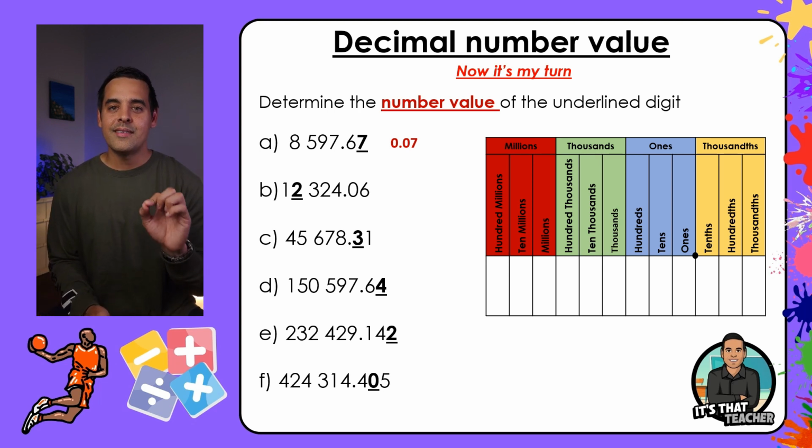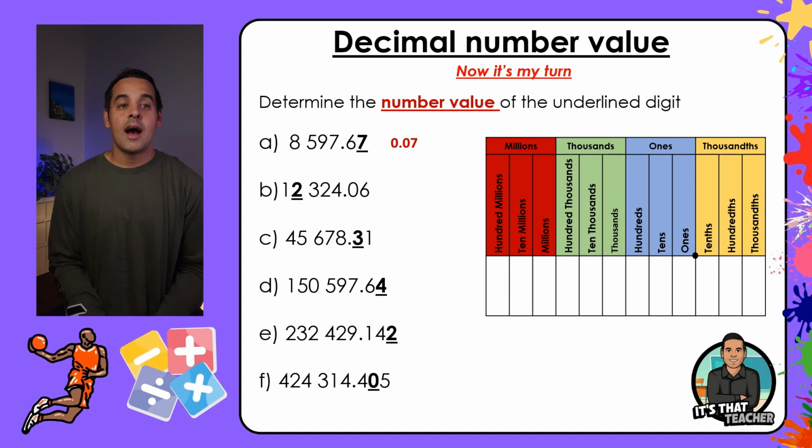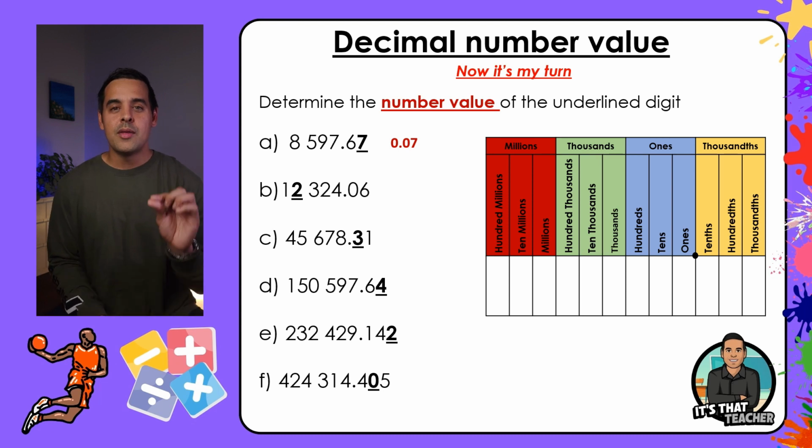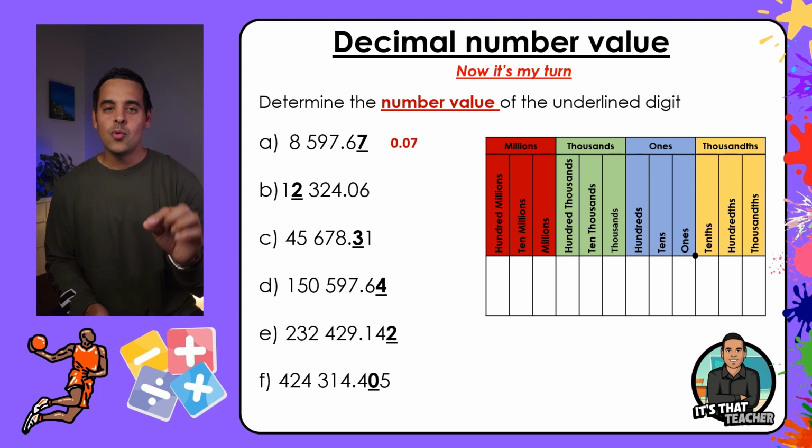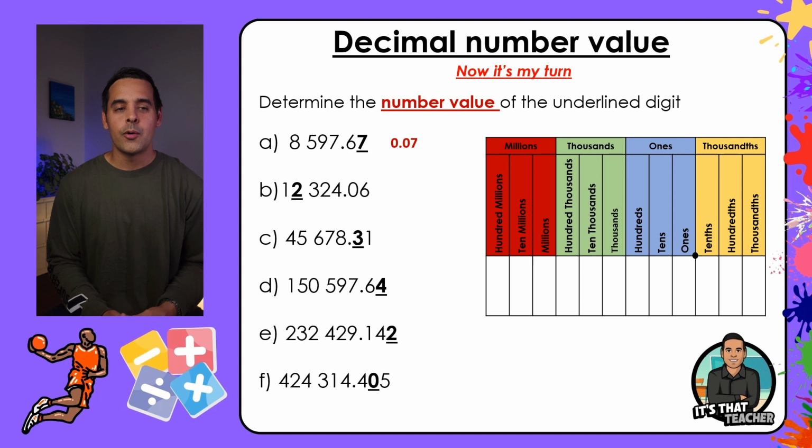So 0.07, okay? I've mixed it up to include a variety of different place values, not just the thousandths or tenths column. We're going to include all of them just so we can round our understanding and consolidate that learning. So as you can see in B, the 2 has been underlined. Now that 2, don't forget to use the place value chart, it'll really help you here. That 2 is in the thousands column, so that would be 2,000.